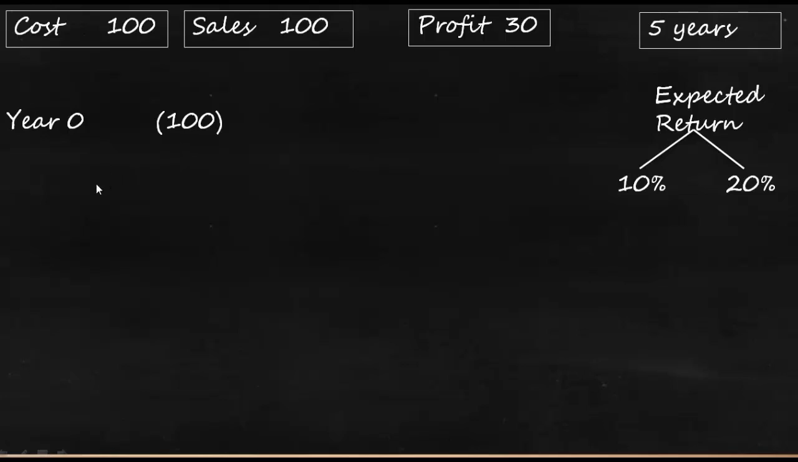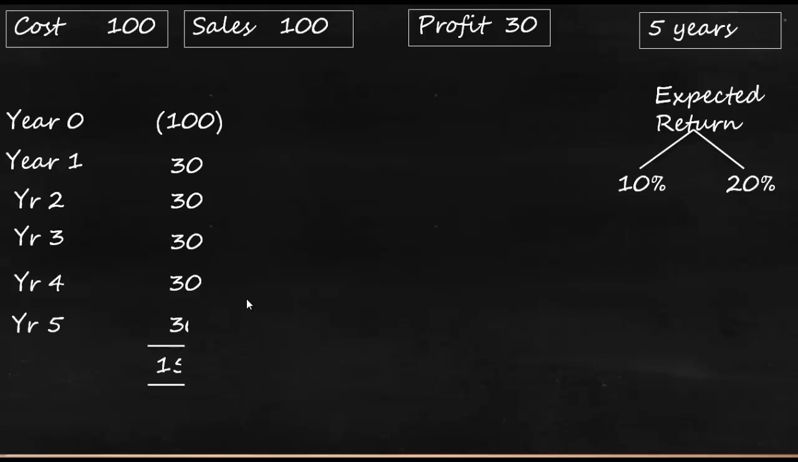Next we'll have all the inflows here. In year 1 there is going to be an inflow of profit 30, so we'll have it here. In year 2 also it's going to be 30, year 3 30, years 4 and 5 30 each. So in all these 5 years the 30s total 150. So 150 has been earned out of this project. At a glance it's going to tell you that you have invested 100 and this project is giving 150, so it's a good project because you have earned 50 more.